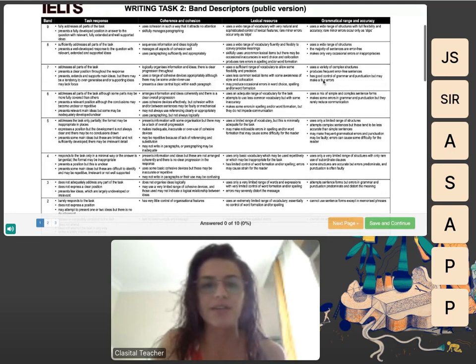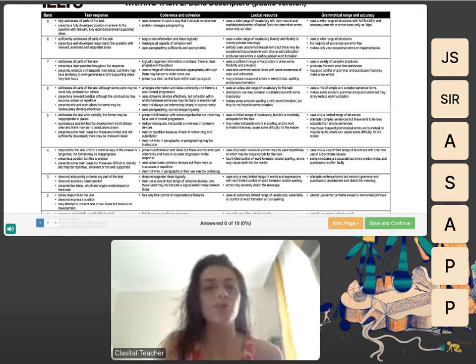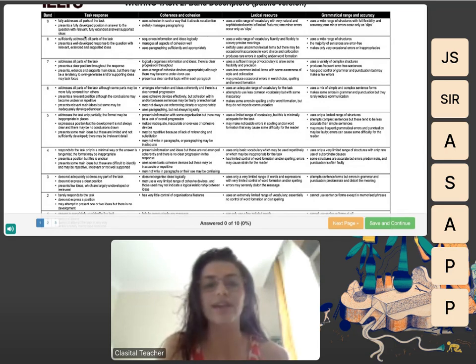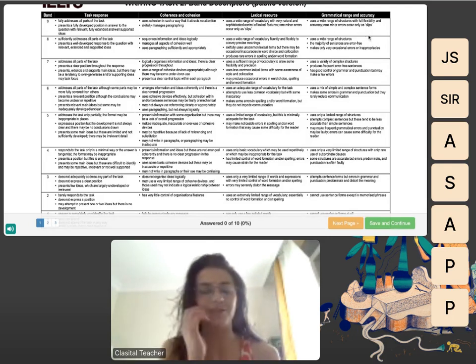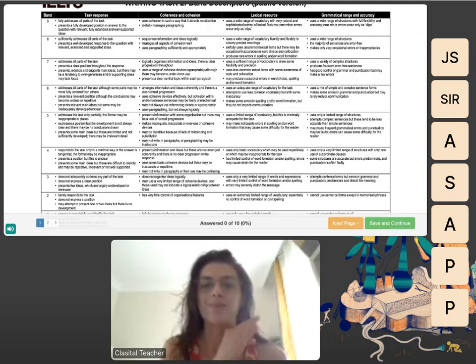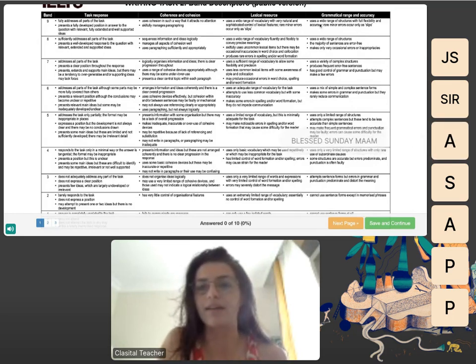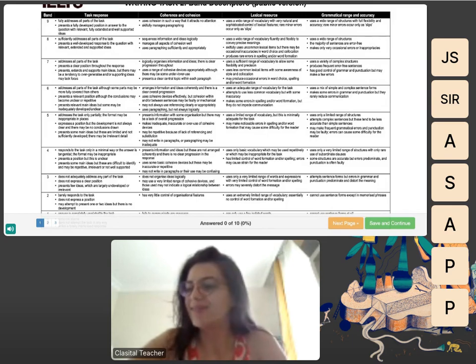As you can see, there are a lot of details as to which gets what band. For example, if you fully address all parts of the task and present a fully developed position in answer to the question with relevant, fully extended, and well-supported ideas, you will get a band 9 from task response, and so on. They all have really detailed criteria. And if you get, for example, all band 9s from all these 4 criteria, you will get a band 9 from writing, basically.